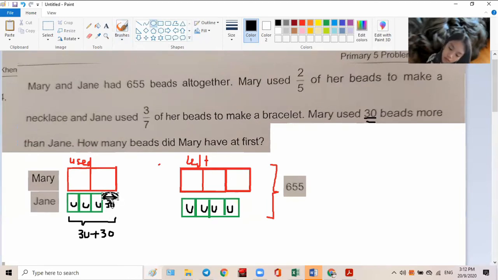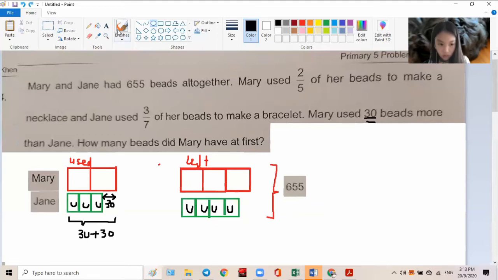Mary is 30 more. Can you see why? Because Jane used 1, 2, 3, and Mary used 2 only, but the 2 is 30 more. Can you see or not? So because of that, can I write 3 unit plus 30 is equal to Mary's 2 unit? Can you understand? These 2 unit, the 2 red boxes, is 3 unit plus 30. Can you see that?